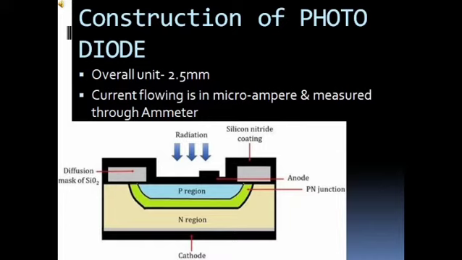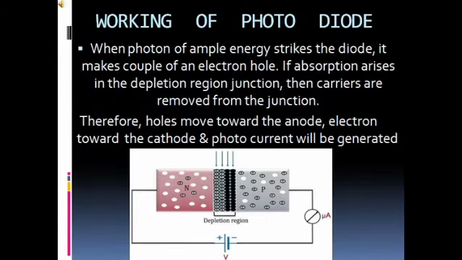Now let's discuss the working principle of a photodiode. When a photon of ample energy strikes the diode, it makes an electron-hole pair, and this mechanism is also called the inner photoelectric effect. If the absorption arises in the depletion region of the junction, then the charged carriers are removed from the junction by the inbuilt electric field of the depletion region.